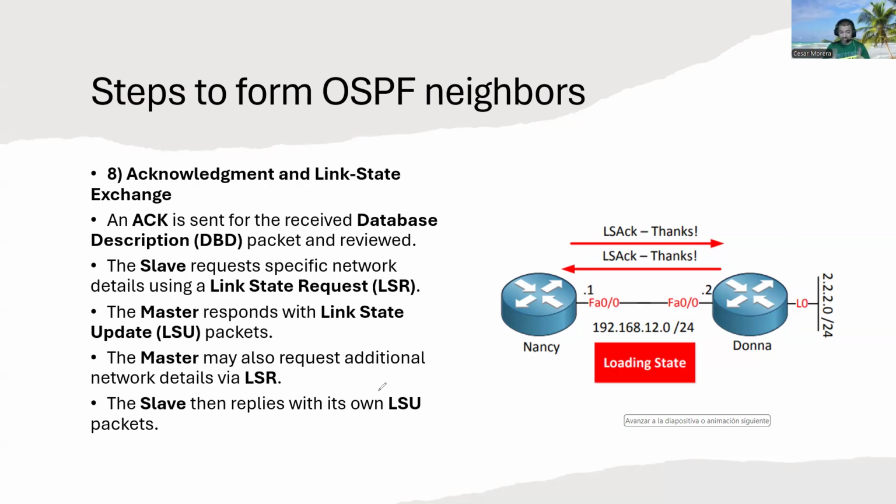Also, the LSUs are exchanged. So LSUs are exchanged, LSRs are exchanged, and finally LSAcks are exchanged. And we are almost ready. The master may also request additional network details via LSR, and the slave then replies with its own LSUs. Once we finish all these negotiations for LSRs, LSUs, LSAcks, we are going to jump into full state. And that's the next one that we are going to see. And we will be finally neighbors.